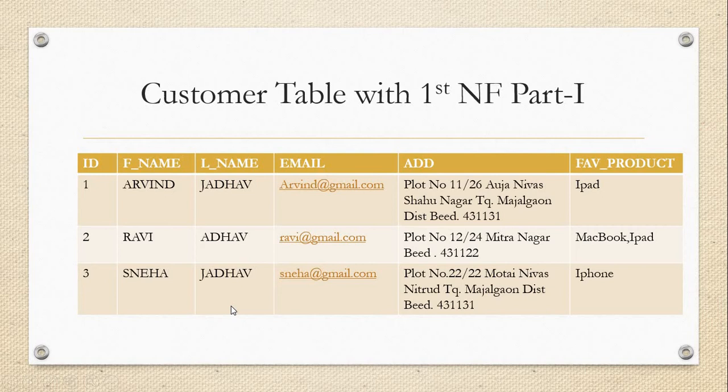Right now we can say that in the first name all the values are unique and all the values are atomic. In the last name also, all the values are unique and atomic. Make a note of that. Now the next thing: in the email section, all values are unique, so don't worry about that.